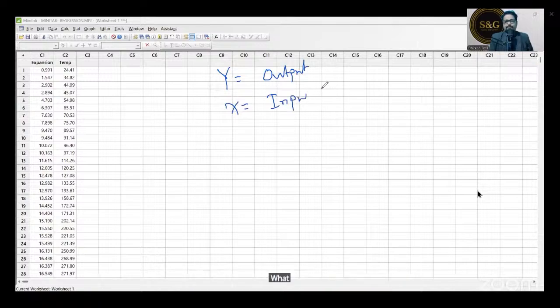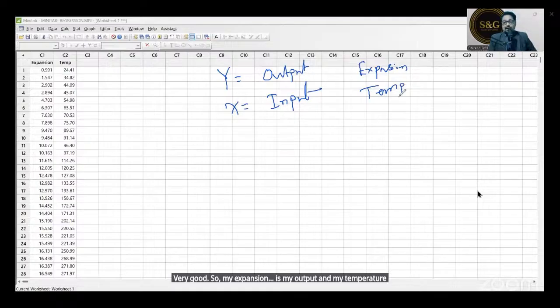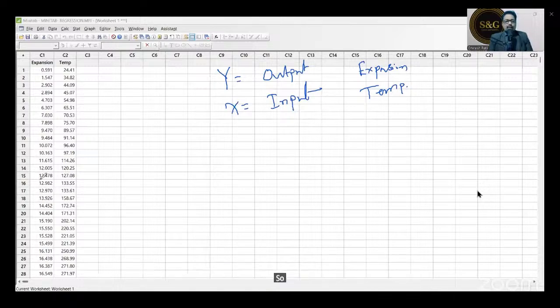What is my y here? Everybody, give me the answer quickly. Is my expansion y or my temperature my y? Very good. So my expansion is my output and my temperature is my input. Once I give my temperature as input, then only my metal will expand, right? That has to be checked. So expansion is the output of the input of temperature. Clear, everybody? So now we will go for our basic regression.